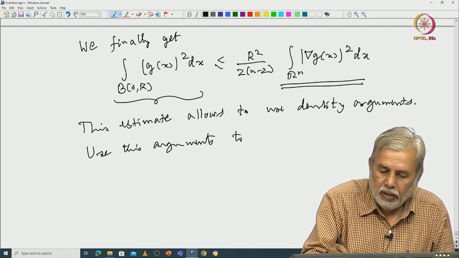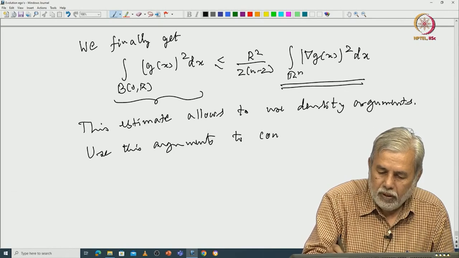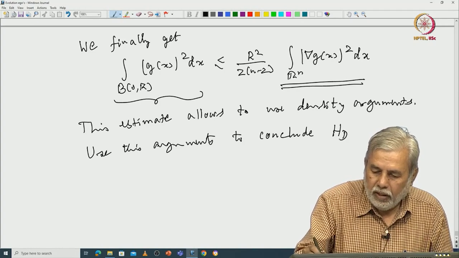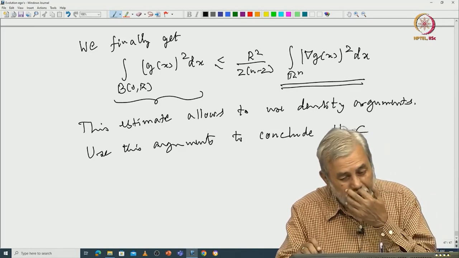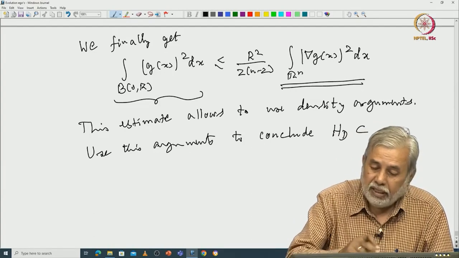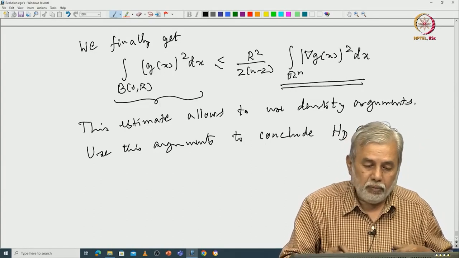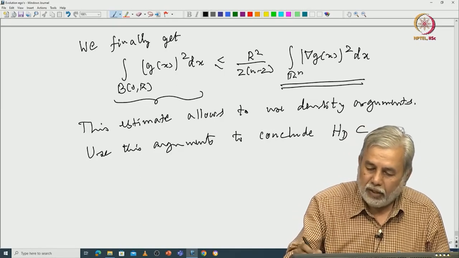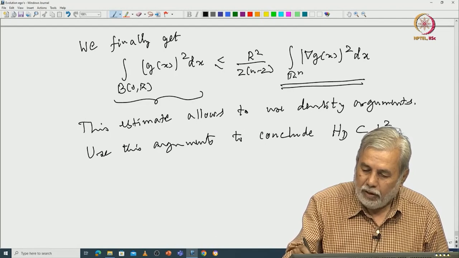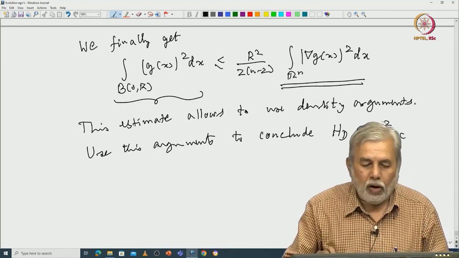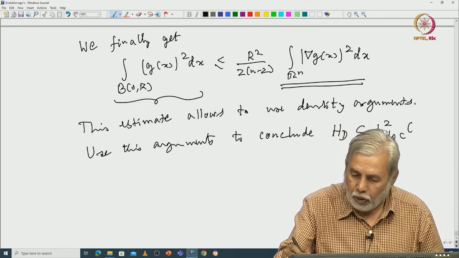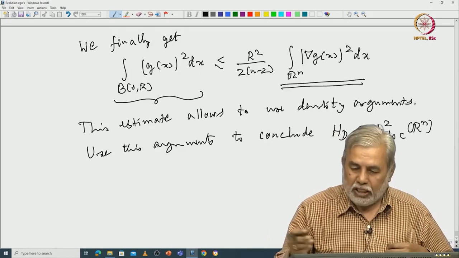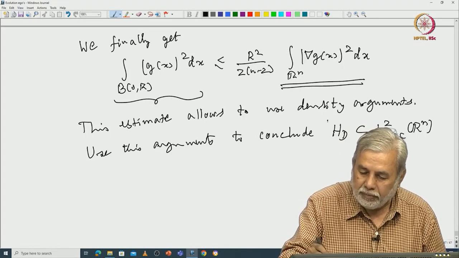to conclude H d is complete, by the usual procedure. You take a Cauchy sequence and then you show that that Cauchy sequence is a Cauchy sequence even in L 2 B 0 R, and then that converges, etcetera. Okay. Since this is true for all R positive and any compact set in R n sits in some B 0 R. So, we have this. Okay.